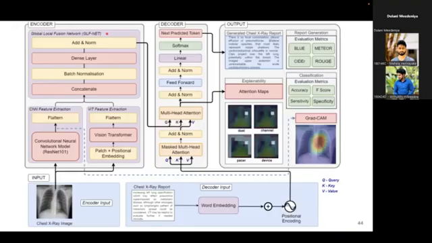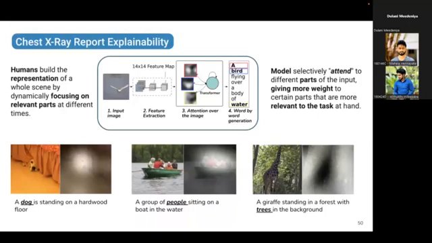pleural effusion. Regarding the explainability of the model, attention maps are used to depict where the model looks in the input image for each word that it is generating. Similar to how we build the representation of a whole scene by focusing on the relevant parts of the scene at different times dynamically, the model also focuses on different parts of the image when predicting the words of the report.